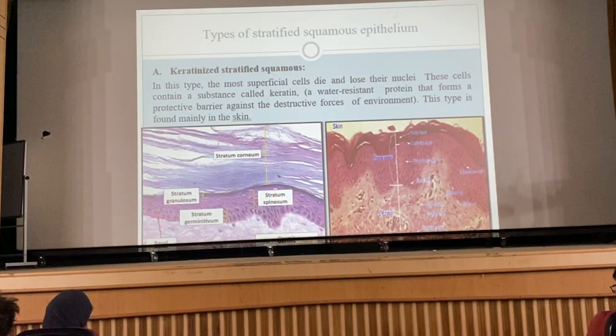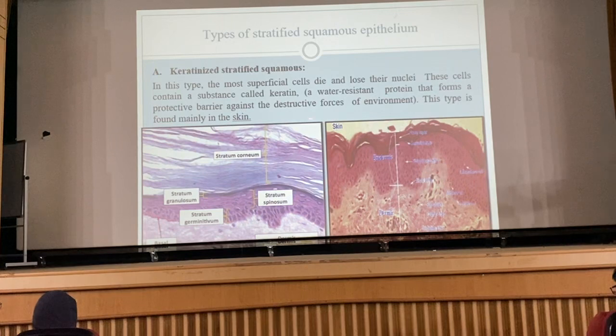As I mentioned, the stratified squamous epithelium is of 2 types, keratinized and non-keratinized. In the keratinized type, the most superficial layer is non-cellular or non-nucleated. It is made of a dead layer. Here in this layer, the cells are losing their nuclei, and the cytoplasm is filled with a protein called keratin, which is a dead tissue.